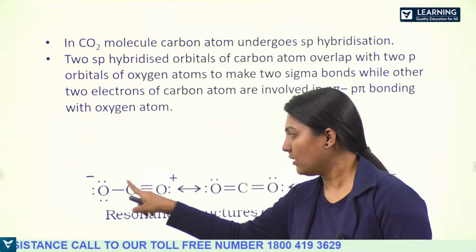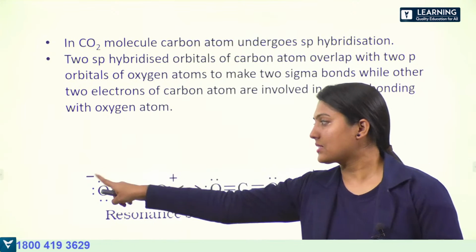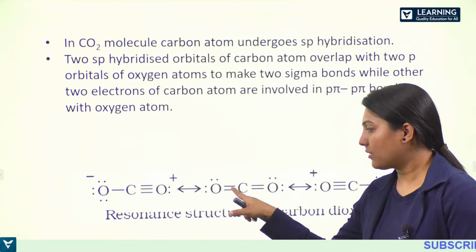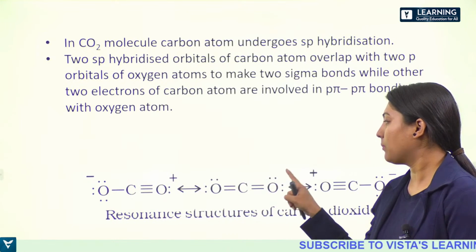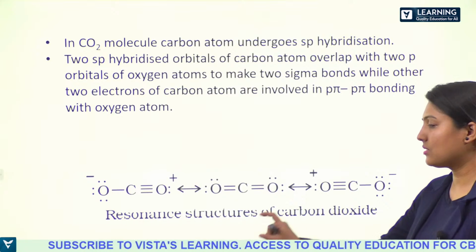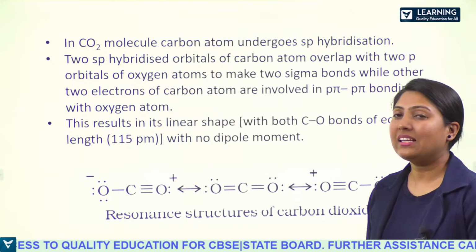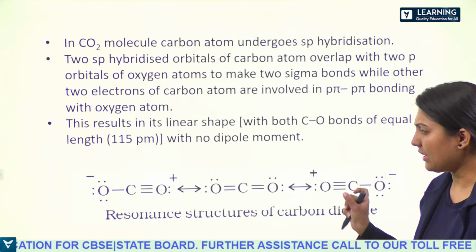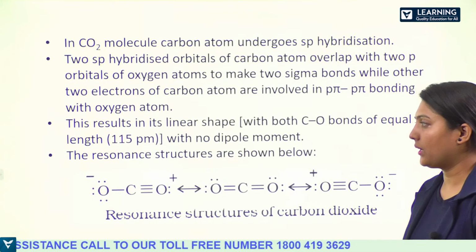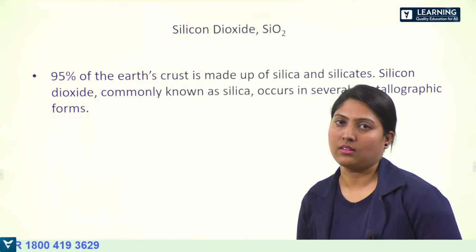The electron will be given here, the bond will be shifted. So with the loss of electron we get positive here, and with the gain of electron we get negative. And that can be given back, the electron can come back as a bond, and the triple bond can go back as we get the carbon monoxide. So vice versa, we can do this, the resonance structure of carbon dioxide. This results in the linear shape of carbon dioxide with a bond length of 115 picometer and no dipole moment. Next we have the silicon oxides.